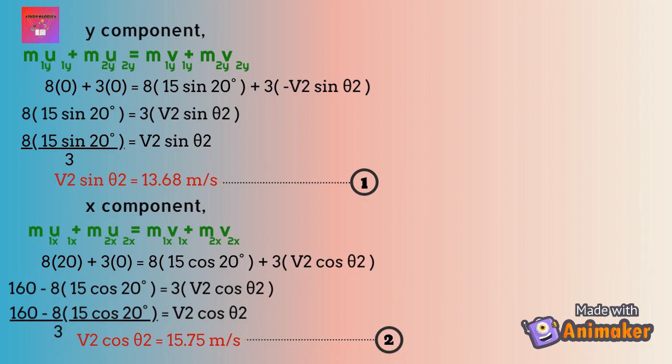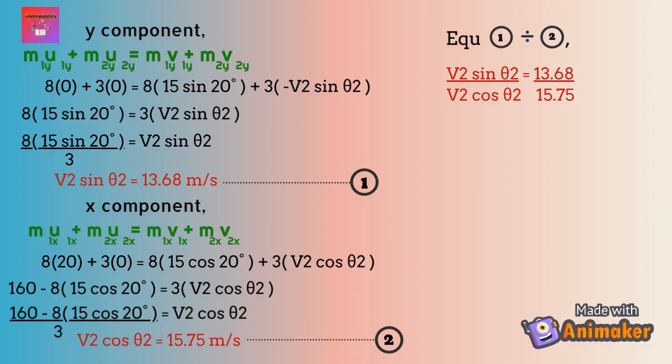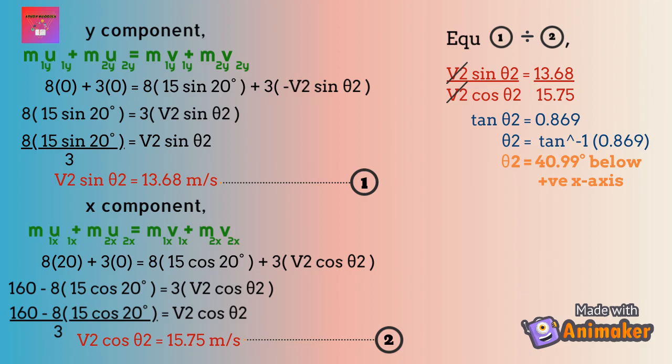To solve this, we should divide equation 1 by equation 2. v2 sin theta over v2 cos theta equals 13.68 over 15.75. Since both the numerator and denominator have v2, we can cancel it out. Based on trigonometry concept, sin theta over cos theta will give us tangent theta. Therefore, we can write it down as tangent theta equals 0.869. To find the direction of the second object, take the inverse tangent of 0.869 and you will get theta equals 40.99 degrees below positive x-axis.